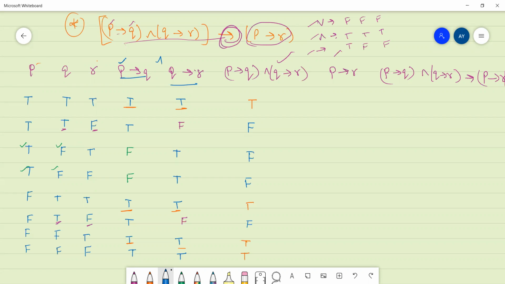Next coming to P implies R. So this one and this one. Now what is implies? If P is true and R is false, then only it is false, otherwise it is true. So I'll just make a circle. If P is true, R is false, then only it is false, otherwise it is true. And then here true, false, so this is false, and that's it. So the rest of the elements are truths. So this is true, and here it will be true. Again, this is true, this is true, this is true, and this is true.